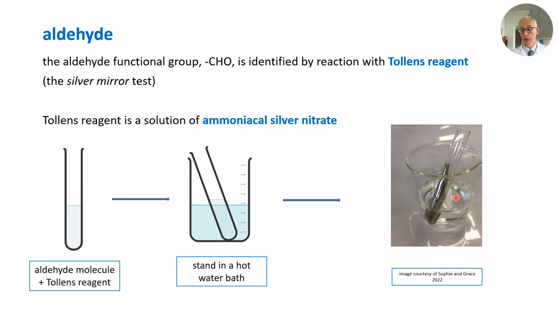The ketone, just to cover the ground, will show a positive 2,4-DNP but a negative Tollens reagent test. So an aldehyde, positive 2,4-DNP, positive Tollens reagent. A ketone, positive 2,4-DNP but a negative Tollens reagent.